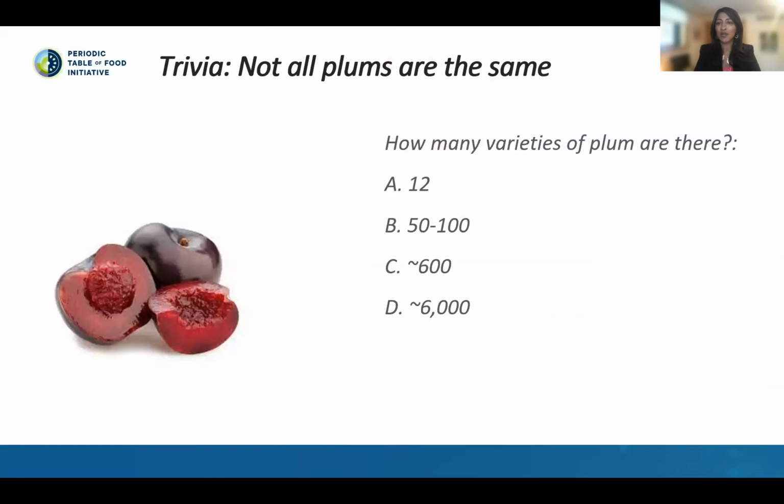But you can also say, well, what type of plum? We know that not all plums are the same, and also the different cultivars have different variation of their food composition. So the next trivia question is, how many varieties of plum are there? A, 12, B, 50 to 100, C, about 600, or D, 6,000? You can put in the chat window your knowledge or thoughts or guesses about that.